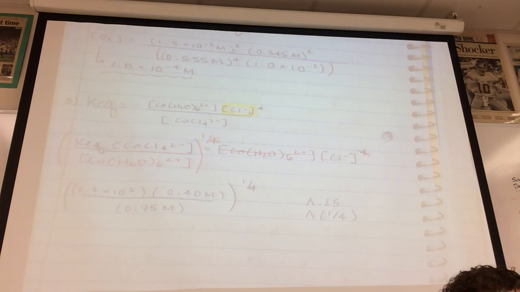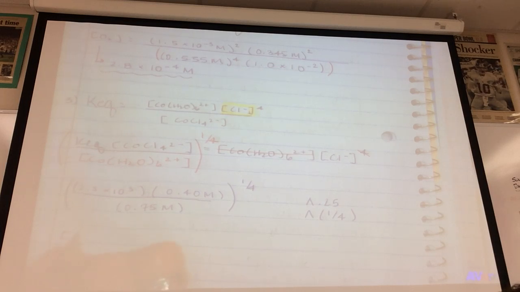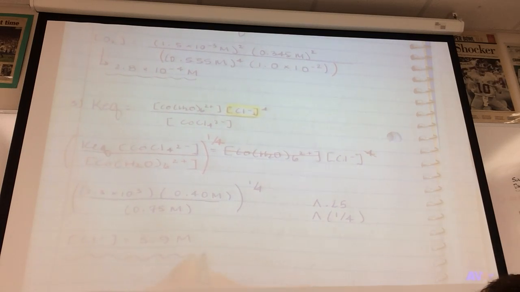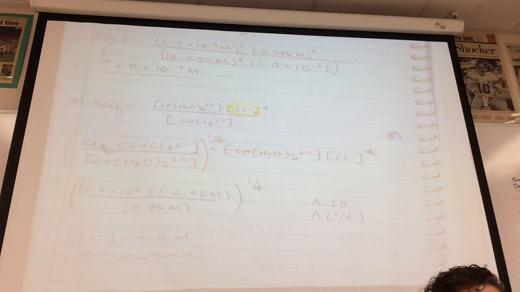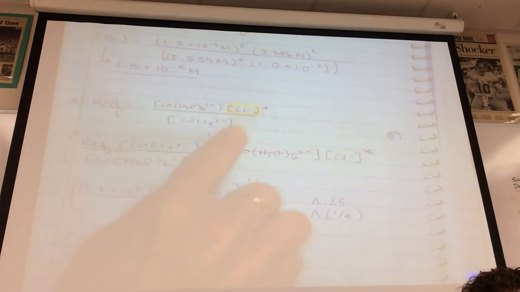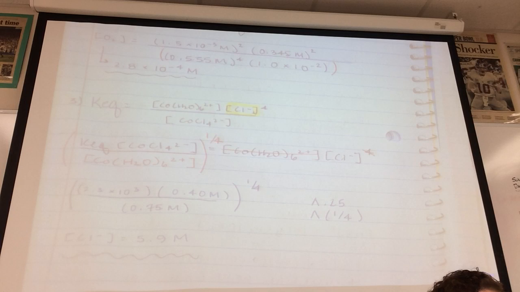You have 2.3 EE3 times 0.4 divided by 0.75, arrow up to the 0.25 power, and the concentration of chloride ion is 5.9 molar, which is pretty high. You also could go back and check that and make sure you get the KEQ out.